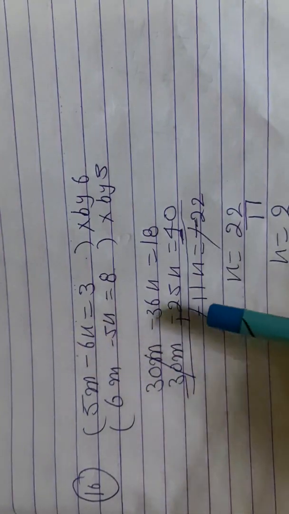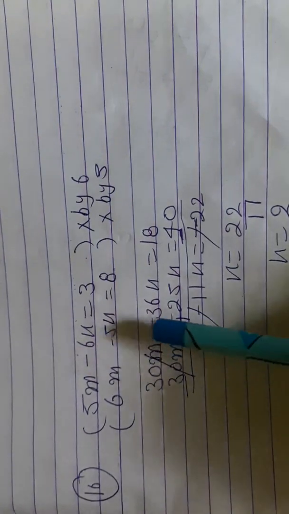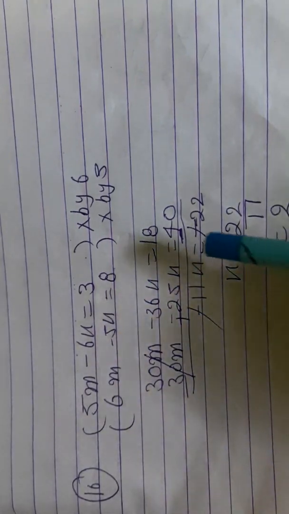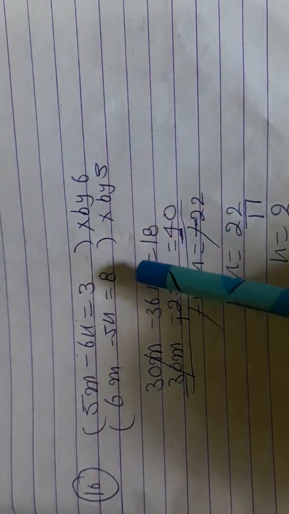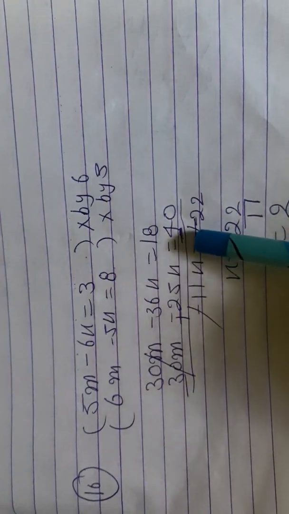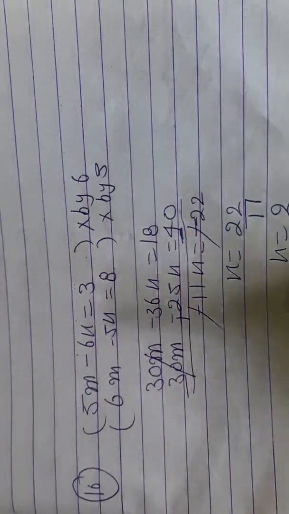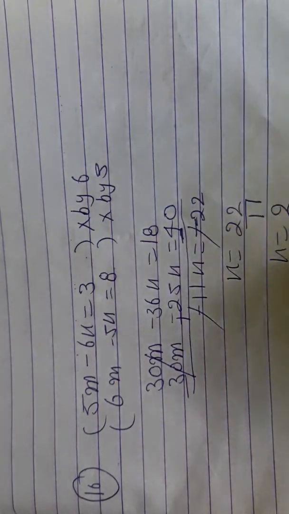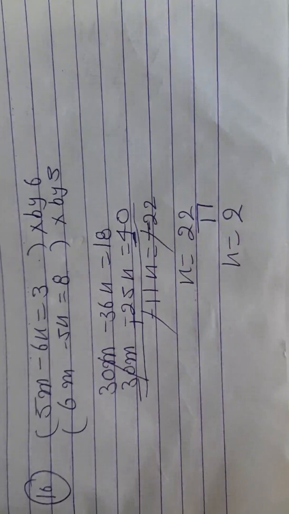So 36 minus 25 is 11n, and we take the sign of the bigger digit, 36, which is minus, so we put minus. Then 18 minus 40: 40 minus 18 is 22, and the bigger digit is 40, whose sign is minus, so we put minus. Minus and minus cancel, and the 11 goes to divide, so n is equal to 22 upon 11, which is 2. So the value of n is equal to 2, and then we will find the value of m.